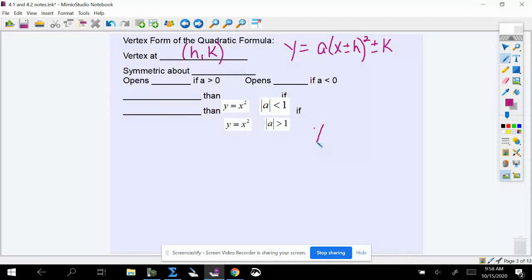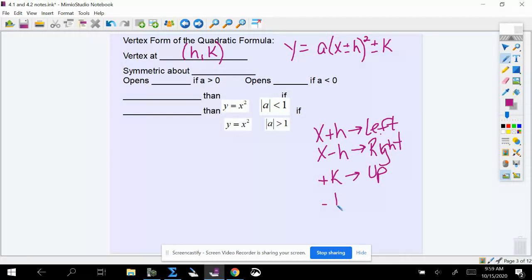So just to recap what we did with absolute value, if it's x plus a number, it is going to go left that many spaces. If it is x minus a number, it is going to go right that many spaces. If it's a positive k value at the end, it's going to go up that many spaces. If it's a negative k value, it's going to move downward. Finally, my a is going to talk about how does it open. If a is bigger than 0, it's going to open up, meaning it looks like a U. If a is less than 0, it's going to open down, meaning it looks like this, upside down.